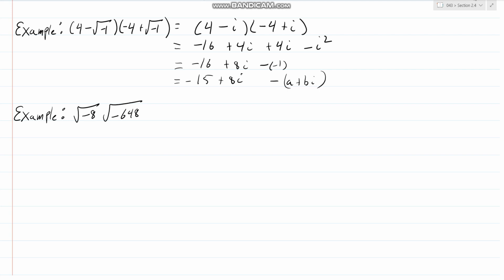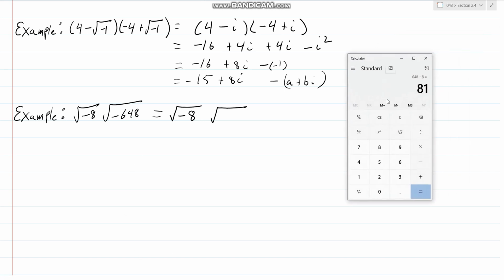Okay, this is part 2 of our imaginary numbers. We just got done with multiplying this previous example. Now I want to multiply these and see how we can understand multiplying these numbers. Now, the square root of -8, we talked about the square root of 8 in our section 1.3 video with just square roots. Right now, I'm just going to break it up as -8. Now, this -648, I'm kind of looking for an 8 here.